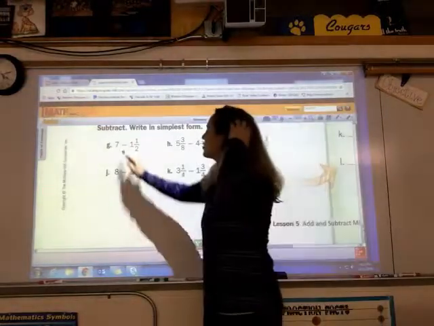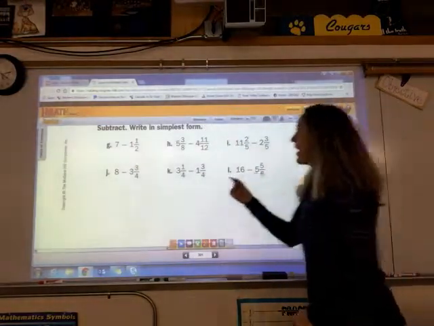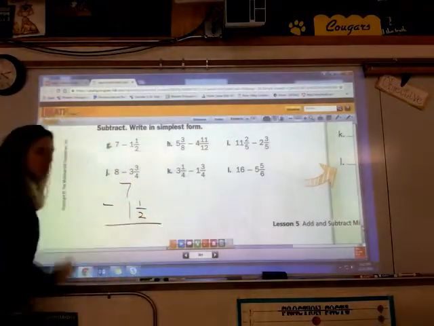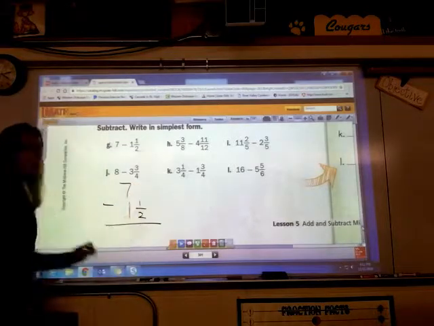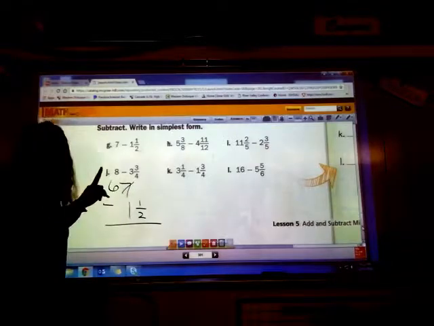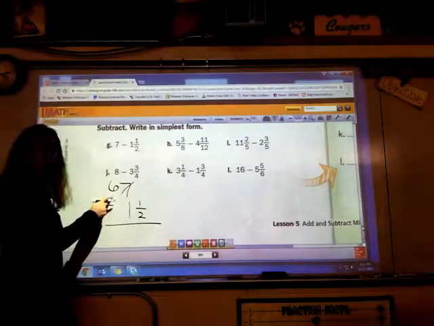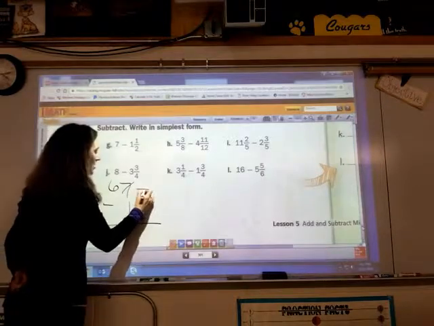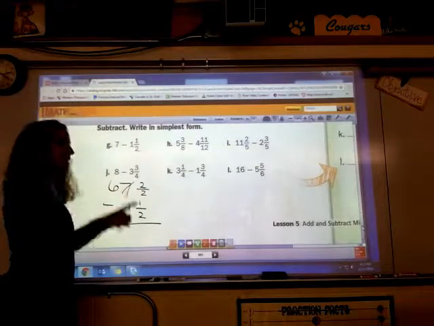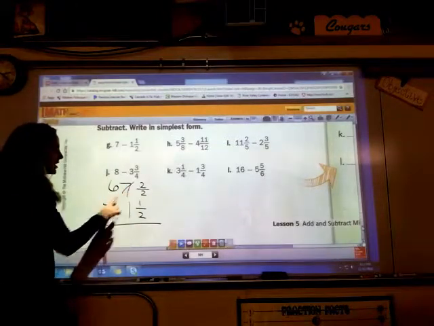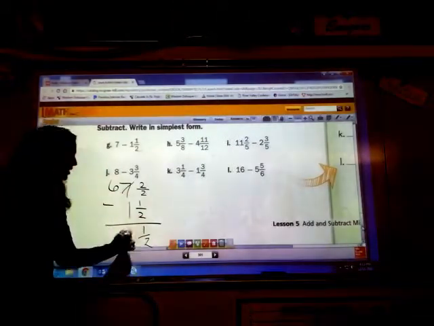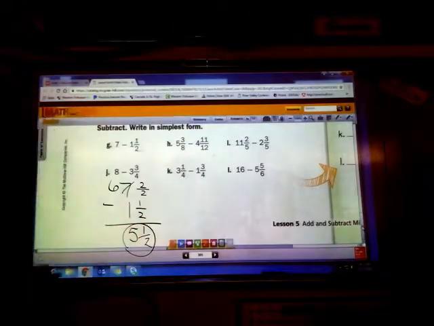If I take a look at letter G, we have 7 minus 1 1/2. Well, there's nothing here for me to take 1 away from, so because there's nothing there, I'm going to borrow one whole number from the 7. So I'm taking 1 away, and it's going to be a 6. My denominator here was a 2, so I'm just going to rewrite it as 2 over 2. This 2 over 2 is the same as 1, and that's what we borrowed right here. Now I can take 2 minus 1 and get 1. Denominator is 2. 6 minus 1 is 5, and there's my answer.